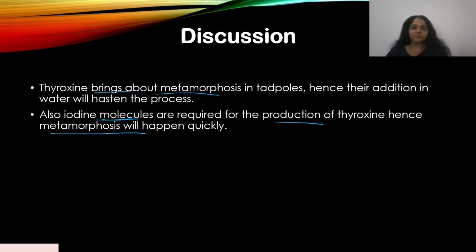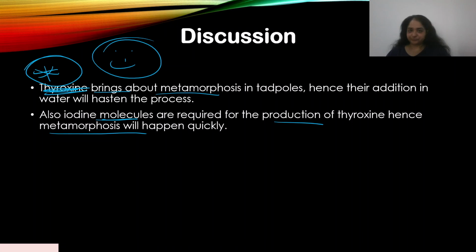So again, a good question. You need to remember this, that thyroid glands in frogs play a very important role. So thyroxine hormone plays a very important role in frogs. Remember this, so it's important. All right, let's move on.